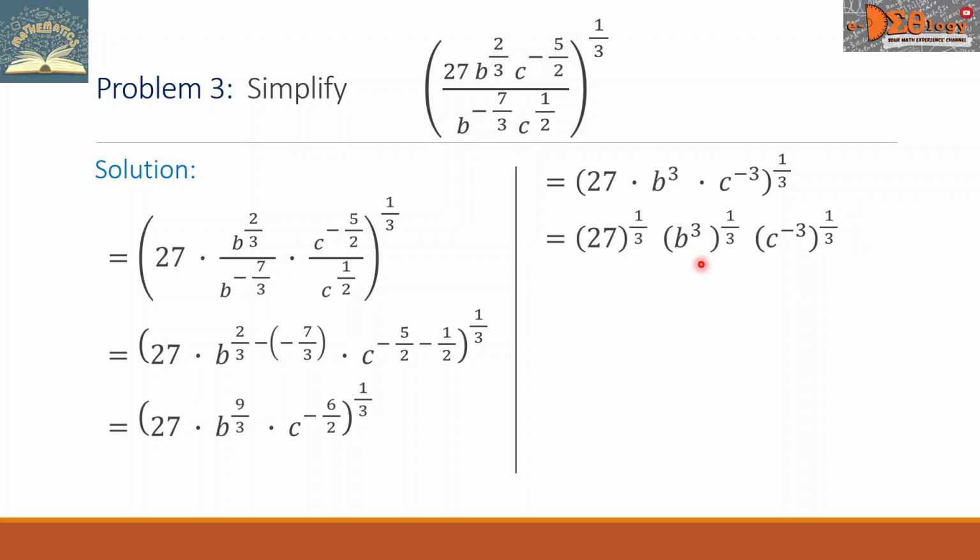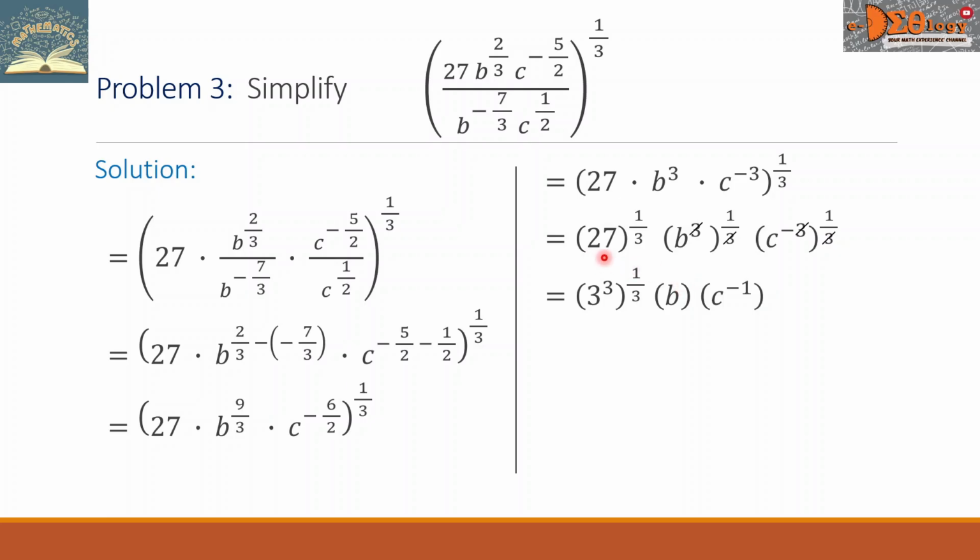Let us now simplify. For the variable b with power 3, we multiply by this power 1/3, or simply we can cancel 3 by this denominator 3. For the variable c, the negative 3 power is multiplied to the power 1 over 3, or we can cancel this negative 3 by this 3. So it becomes negative 1 in here. For the b, we have a positive 1 power, no need to write.